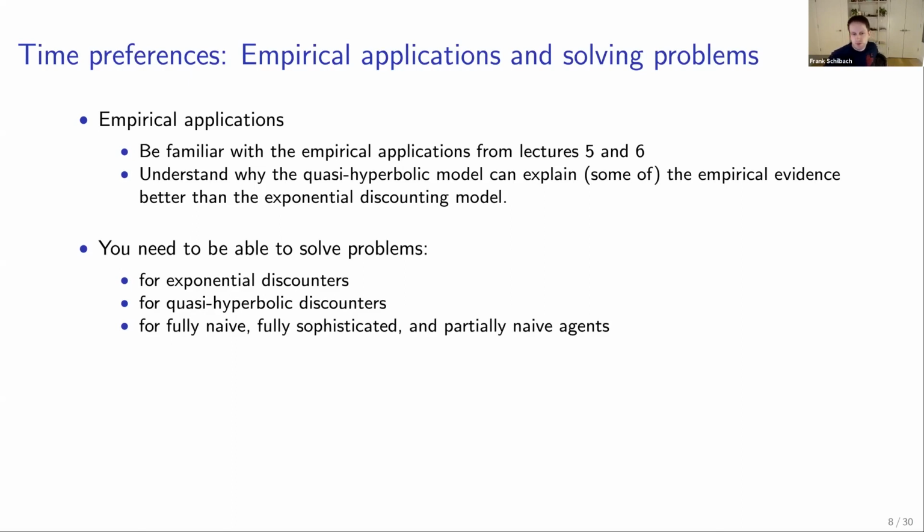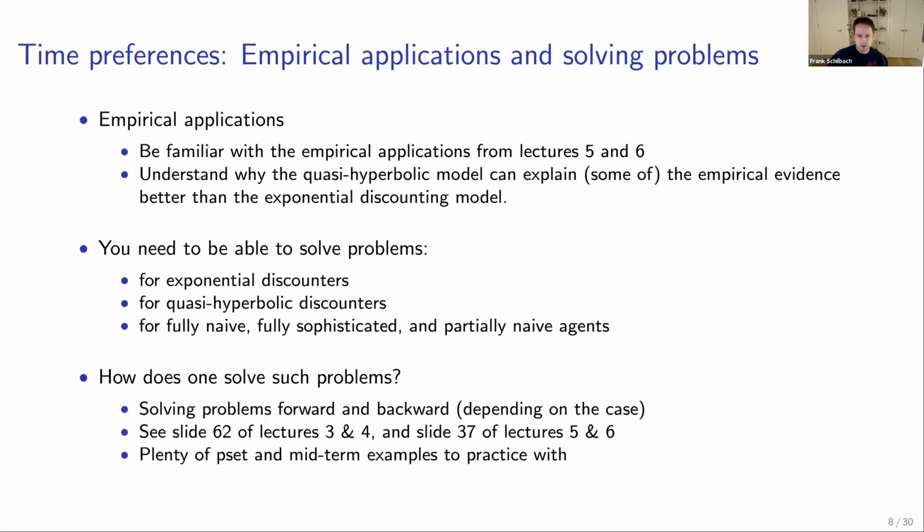Then you need to be able to solve problems. These are similar to the problems in the problem sets that you've seen before. Problem sets where people are either exponential discounters, with beta equals 1 and delta being either 1 or 0.95 or close to 1, or quasi-hyperbolic discounters, and again, fully naive, fully sophisticated, or partially naive agents. How does one solve such problems?